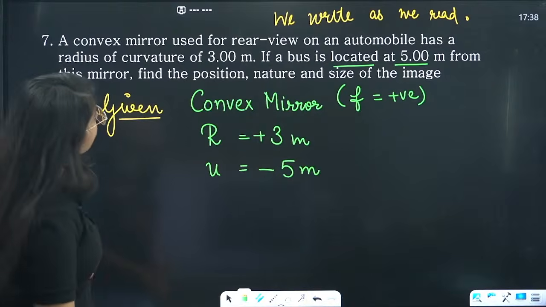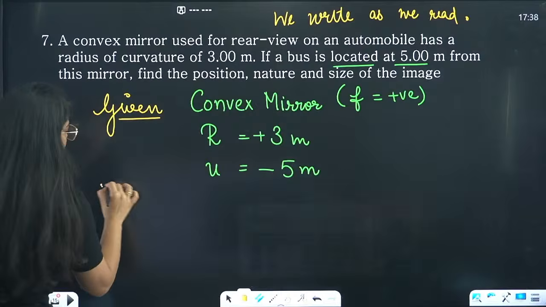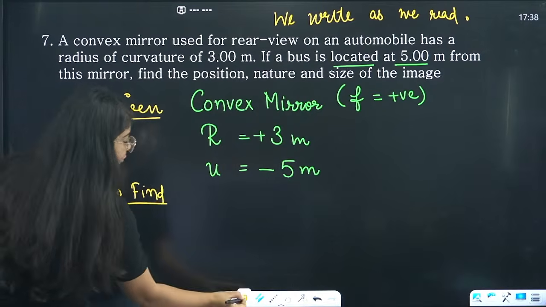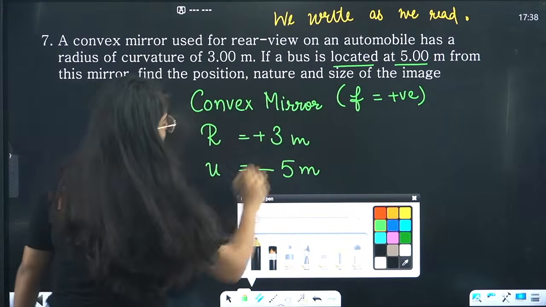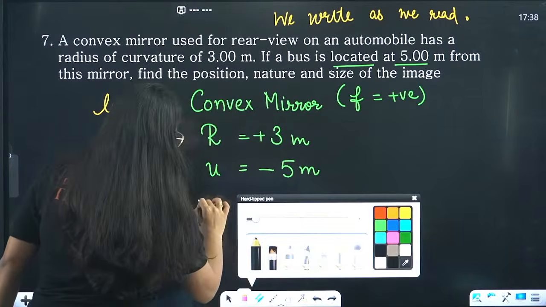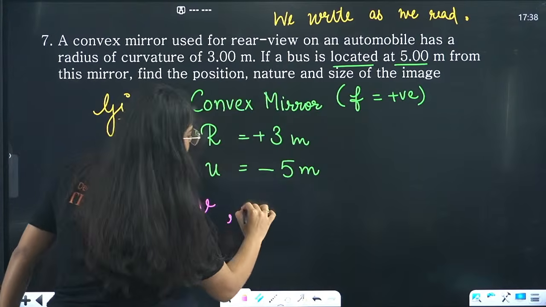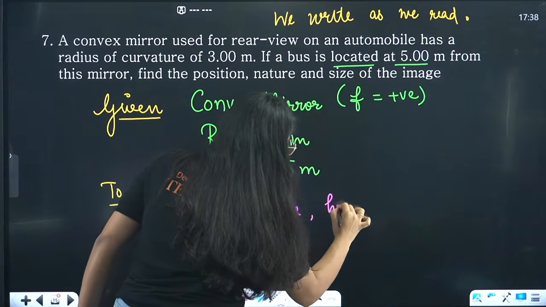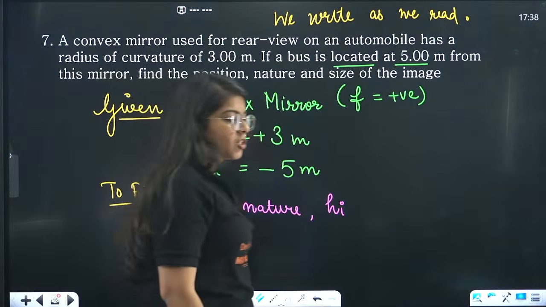Understood? Find the position, nature and size of this image. Now what do we have to find? We have to find the position of image, that means V. So we have to find V, and we have to find nature and size. Nature and size of the image is defined by height of image, h of I.